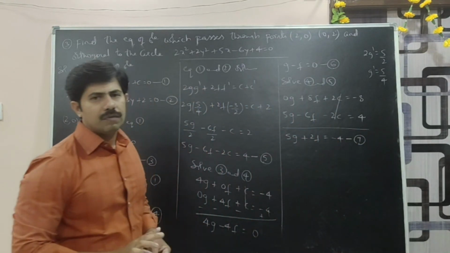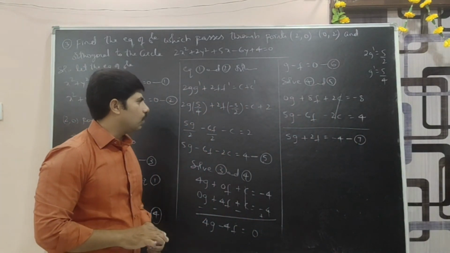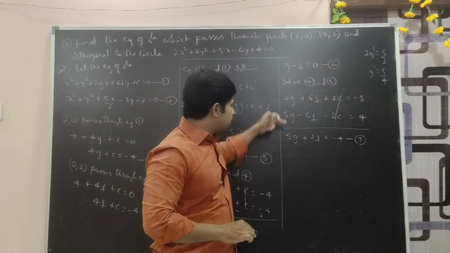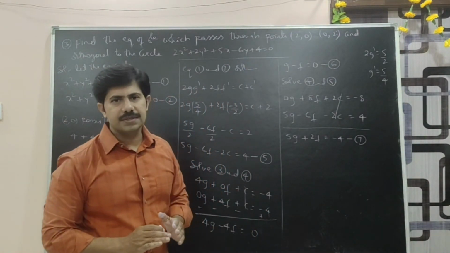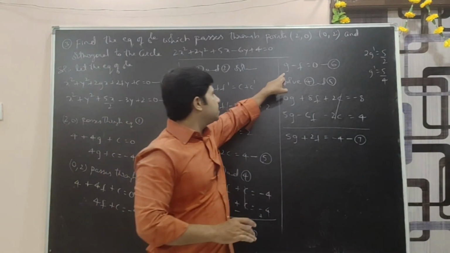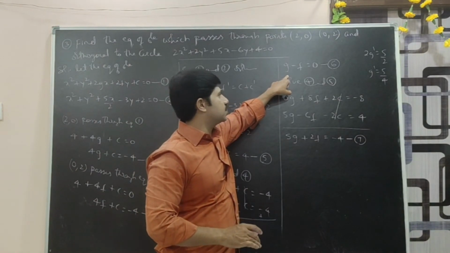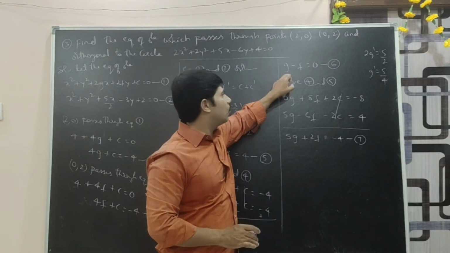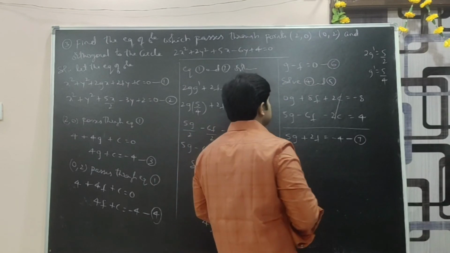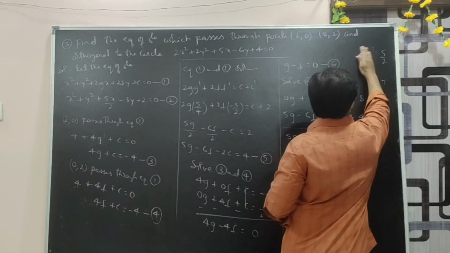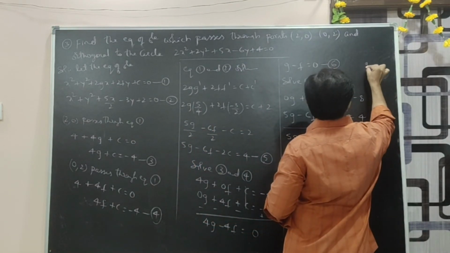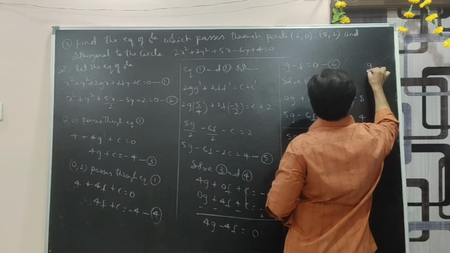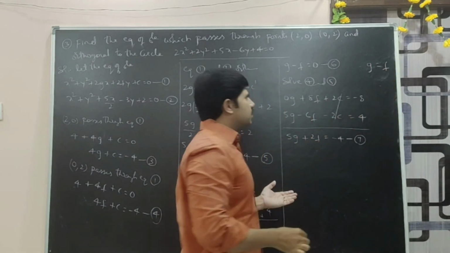Right, now what we have to do is solve 6 and 7. Okay, solve 6 and 7. What is the g value from equation 6? The g value is nothing but f.